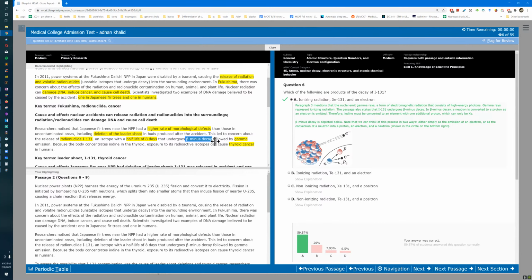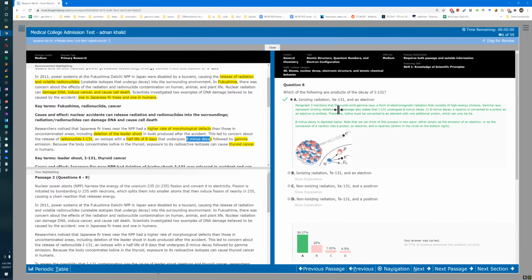Positron and electron are exactly the same in that they don't really have mass, or rather they have negligible mass, but a positron is positively charged and an electron is negatively charged. So the beta minus decay is the electron over here. And then gamma emission. Gamma is like the most dangerous type of radiation, and we call it ionizing radiation because it causes things to ionize. And so that leaves us with A and B.